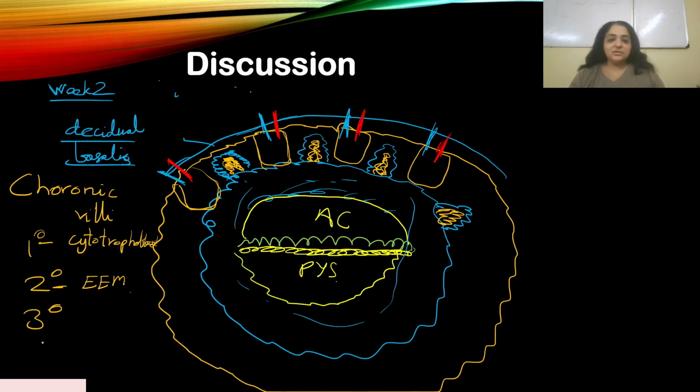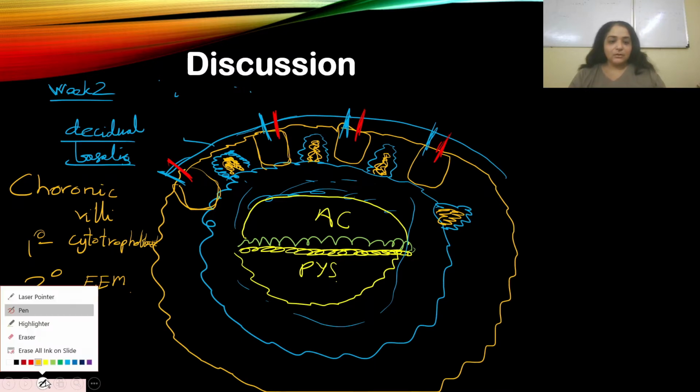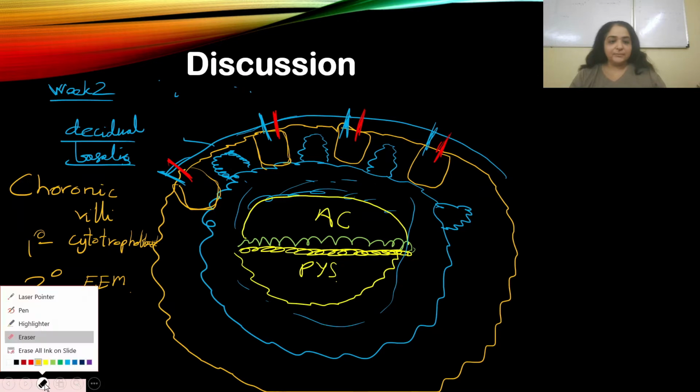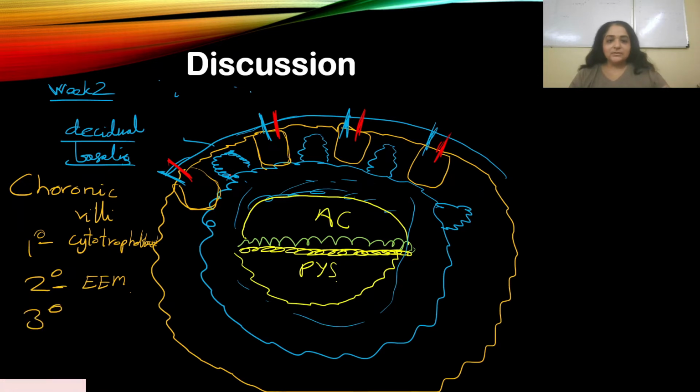Now what happens in the tertiary villi? This connective tissue differentiates into endothelial cells, and they form capillaries over here. This is the third step, that means tertiary villi. They form these capillary-like structures over here. Now does it make sense? Exchange of gases will take place.